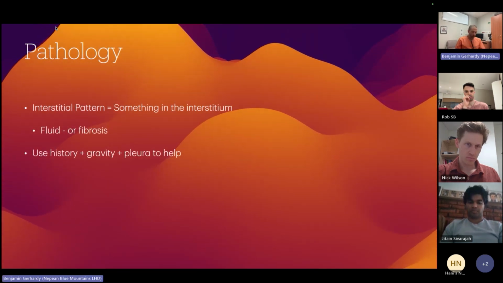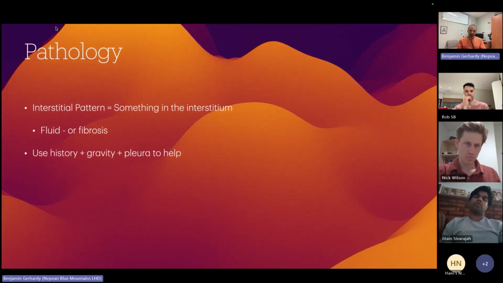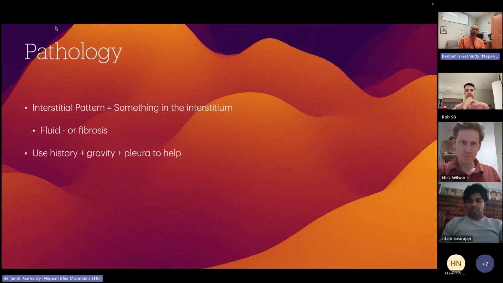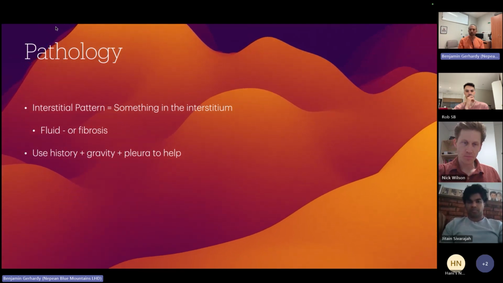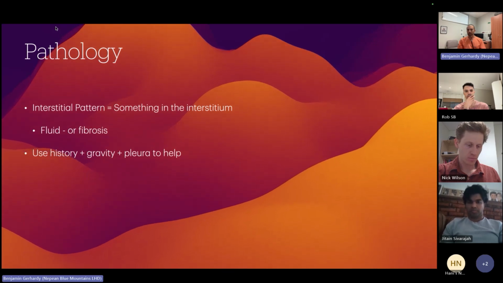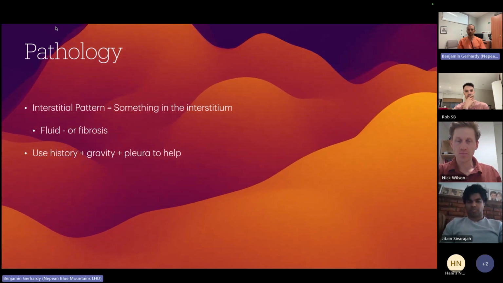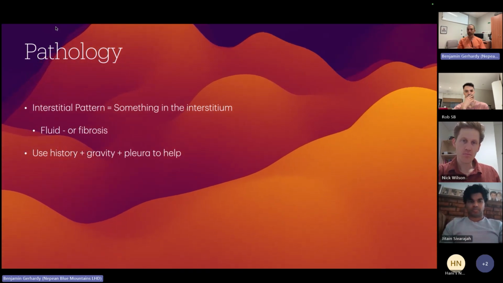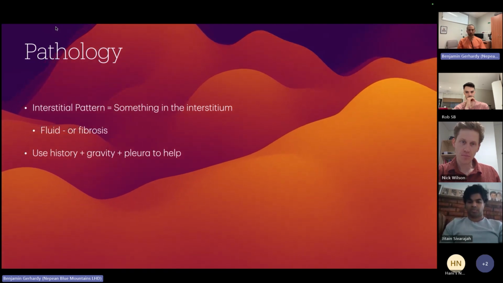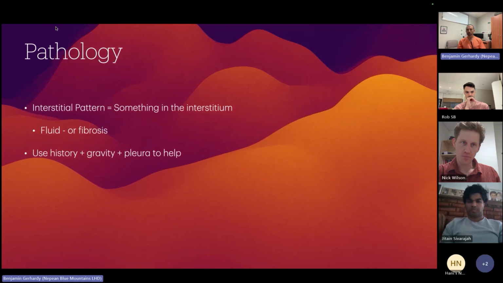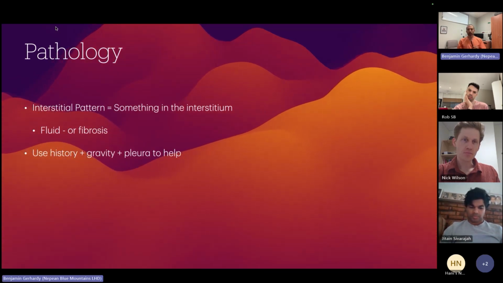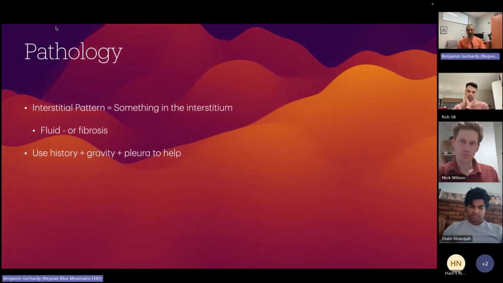All right, I'm going to talk a little bit about some of the pathology now. I've got a few more slides, a few more images, videos. So interstitial pattern in general is something in the interstitial space, right? That can be fluid, and 99 times out of 100 in the intensive care unit with a critically unwell patient, it is fluid. But occasionally it can be fibrosis. And in my world of respiratory medicine, we see it being more fibrosis than the former. You can't tell the difference very easily.